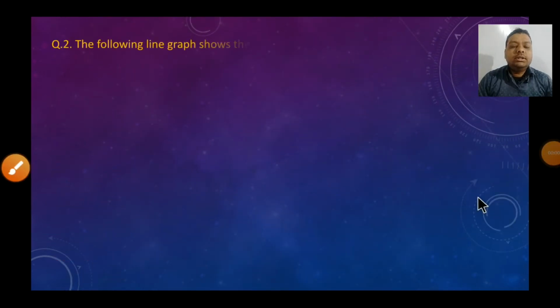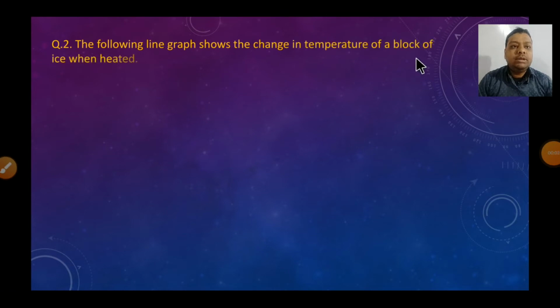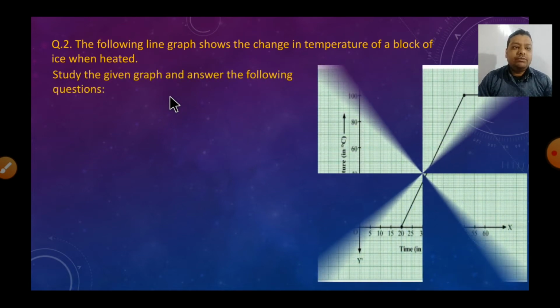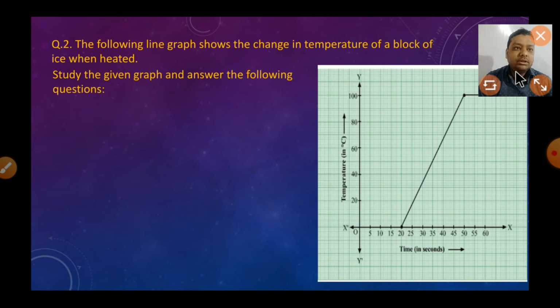The question is: the following line graph shows the change in temperature of a block of ice when heated. We have to study the graph and answer some questions again. So here is the graph, students. You can see here. Okay, this is the graph.